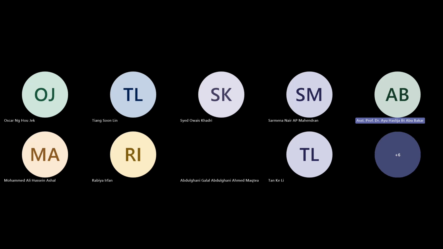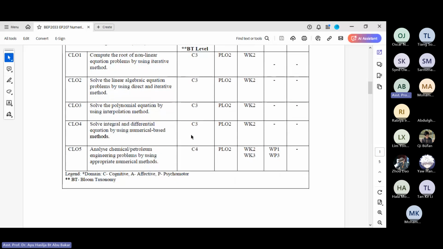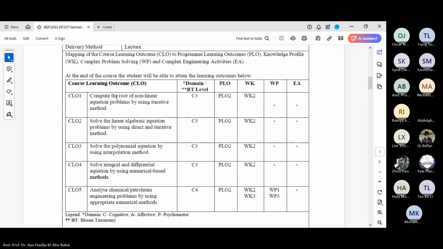And discuss the course outline. Final exam questions as usual: 5 questions. Answer all. Try to attempt all questions. Do not leave out any questions. The final exam questions will be based on these CLOs. According to the course outline over here, the final exam covers CLO1 to CLO4, meaning from this to this.